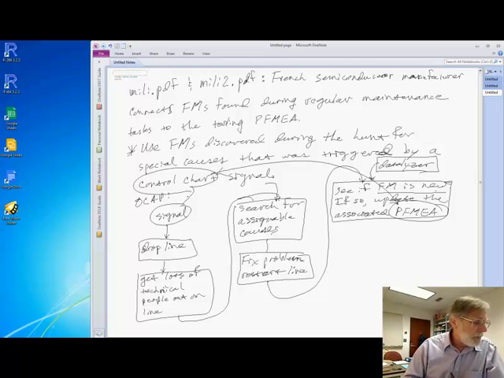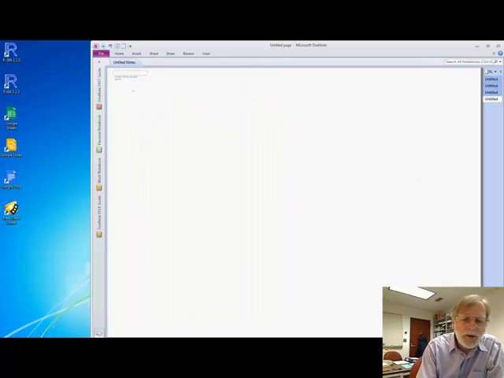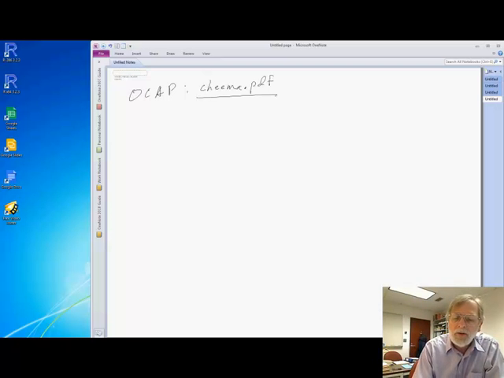Okay, so where do you get some straight scoop on out-of-control action plans? Well, you can start with reading this paper by Chima and some other authors that I have out on the G drive, and that gives you a lot of discussion about the difference between a control plan and an out-of-control action plan.